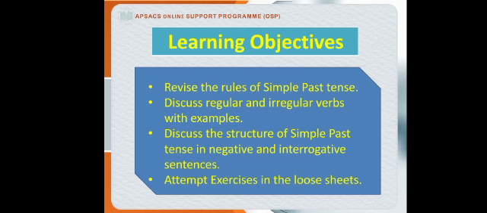Here are the learning objectives. First of all, we will revise the rules of simple past tense. We will discuss regular and irregular verbs with examples. Discuss the structure of simple past tense in negative and interrogative sentences. And in the end, we will attempt exercises in the loose sheets.